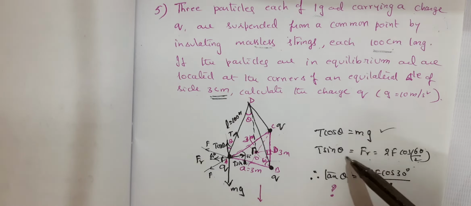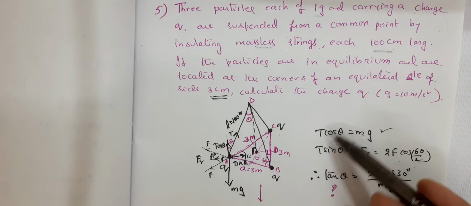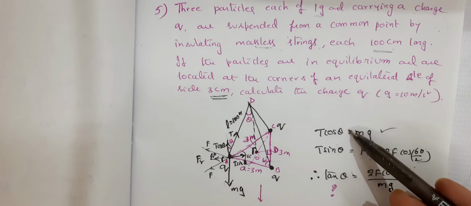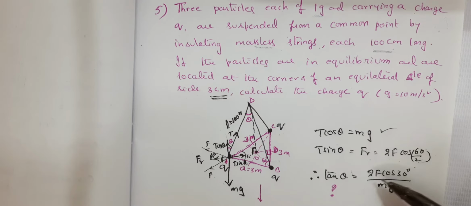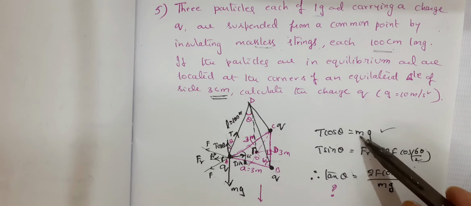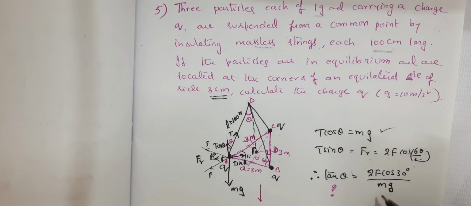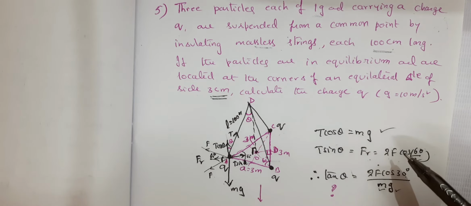Now using these two, you have 2 by 1, that means second equation by first equation, you will get tan theta is equal to 2F cos 30 by mg. Mass is given? Yes, mass is given. Why? Because how much did he say? 1 gram. G is known, constant. Cos 30 is a constant. F we don't know. If we know F, obviously we will find Q, right?